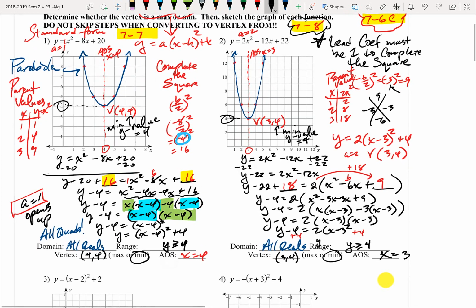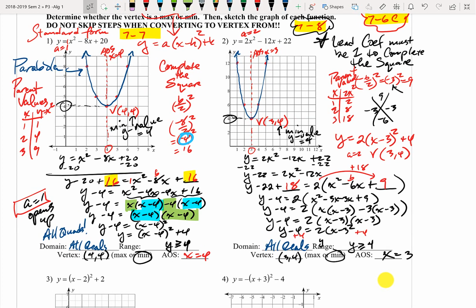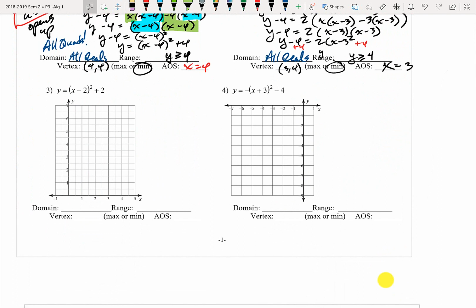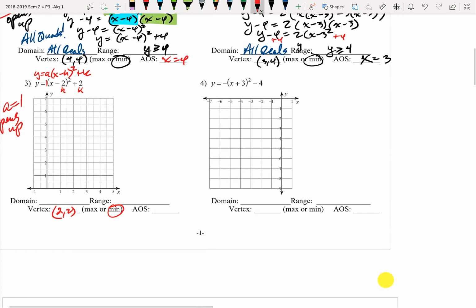All right, so that's the first part. Now the easy part. So these are already in vertex form. So we have y equals a times x minus h squared plus k. So the vertex on this one, here's h and here's k, which is 2, 2. a is 1, a equals 1. That tells you that it opens up versus down. And we have a minimum in this case. So we plot 2, 2.